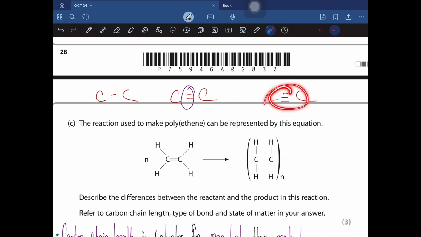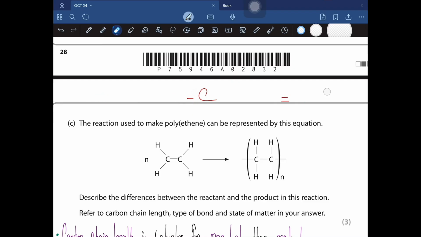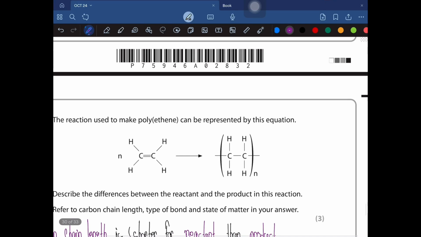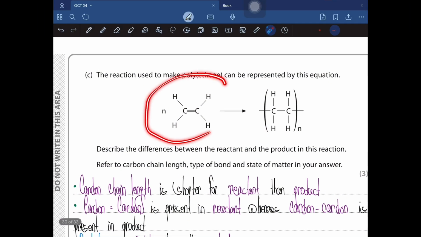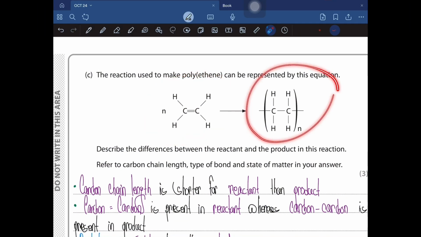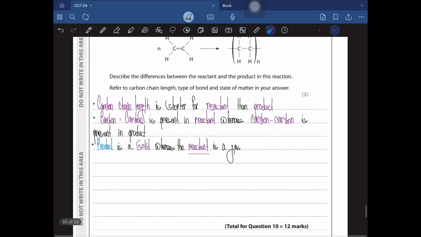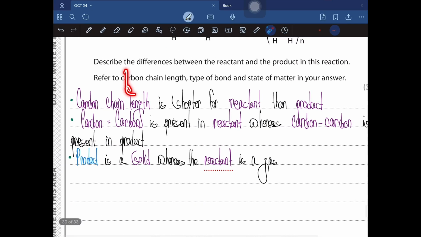And this bond is even shorter than the carbon-carbon double bond, because we have 3 pairs of electrons, so the force of attraction between the nuclei and the shared pairs of electrons should be greater. So the bond length for the carbon-carbon double bond should be smaller for the reactants, and bigger in the products. That is what I have written over here: carbon-carbon length is shorter for reactants than products.